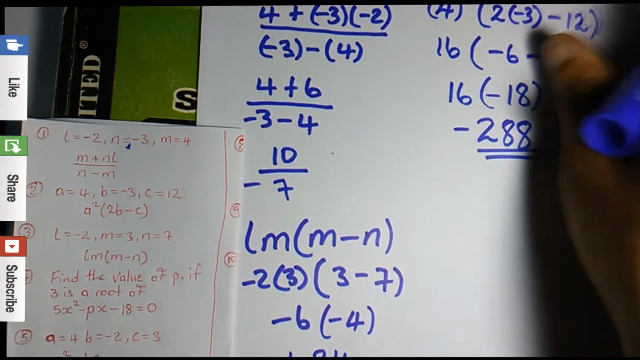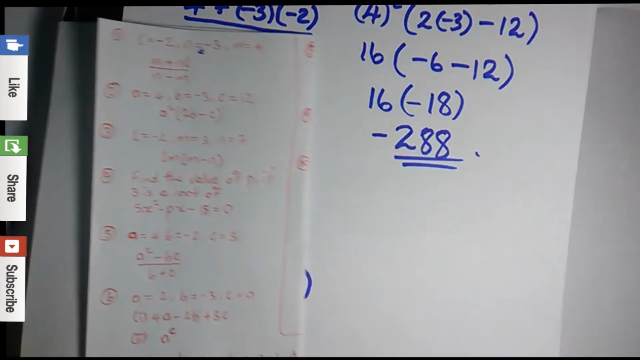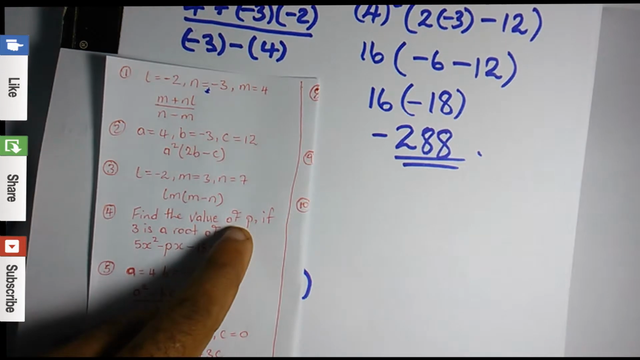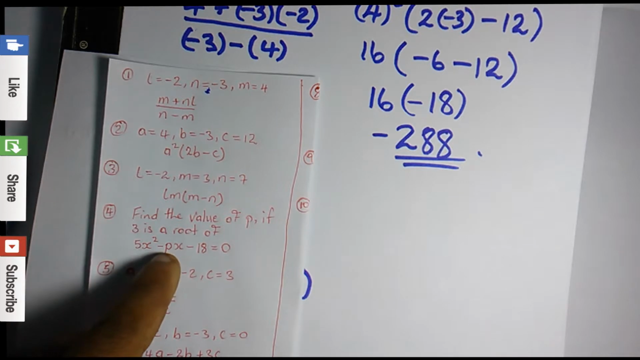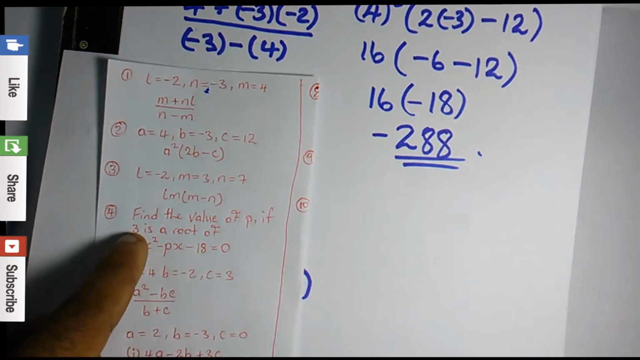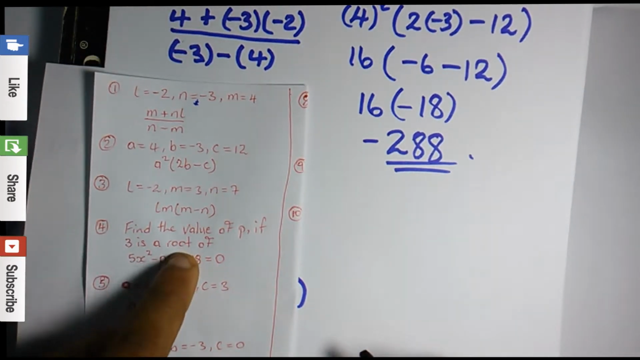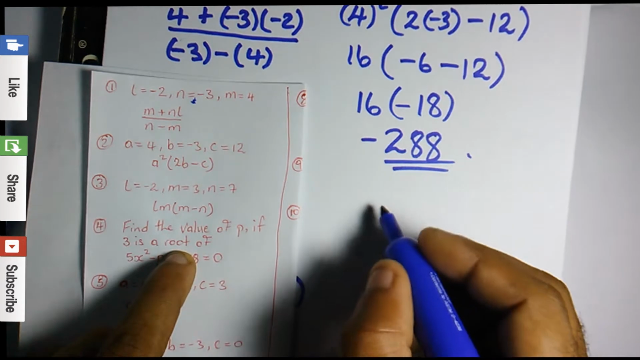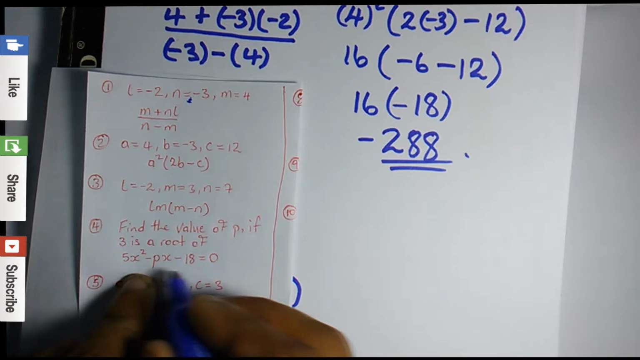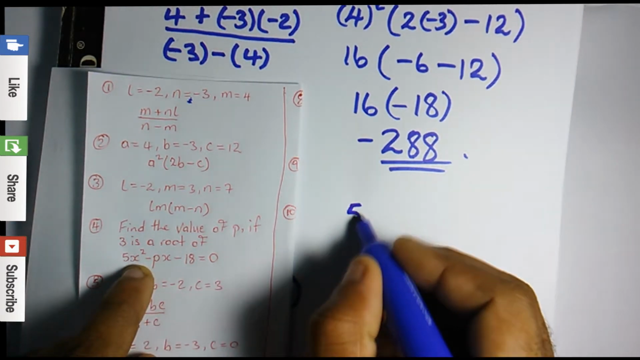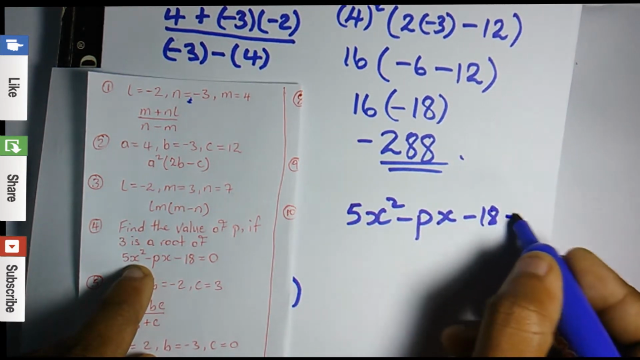Let's see if we can squeeze in a third question here. With this one, they said find the value of P if 3 is a root of 5x squared minus px minus 18 equal to 0. Now, when they said 3 is a root, what they mean is that roots are x values, so that means x is equal to 3. So wherever I see x in this equation, I'm going to put 3.